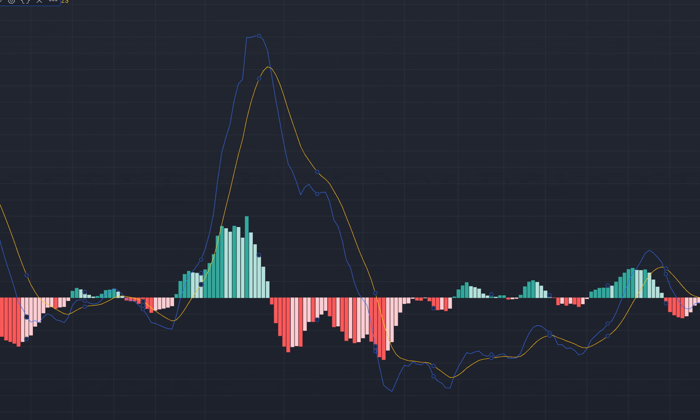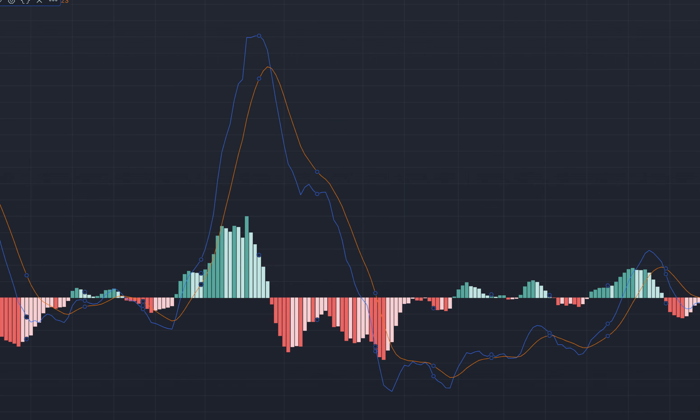Next up in orange is the signal line. The signal line is a 9-day EMA of the MACD line. In other words, it's a moving average of the difference between two moving averages, or a slower version of the difference between a fast and a slow moving average.